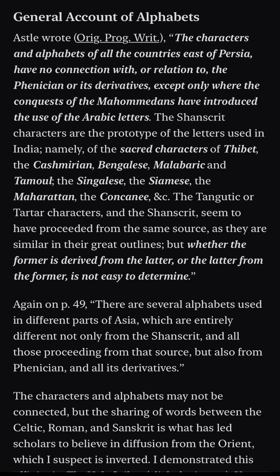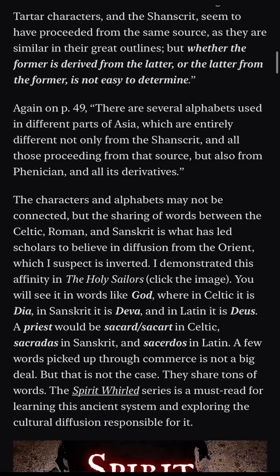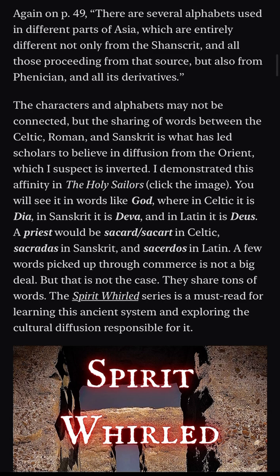The Tangutic or Tartar characters, and the Sanskrit, seem to have proceeded from the same source, as they are similar in their great outlines, but whether the former is derived from the latter, or the latter from the former, is not easy to determine." Again on page 49, there are several alphabets used in different parts of Asia, which are entirely different not only from the Sanskrit, and all those proceeding from that source, but also from Phoenician, and all its derivatives.